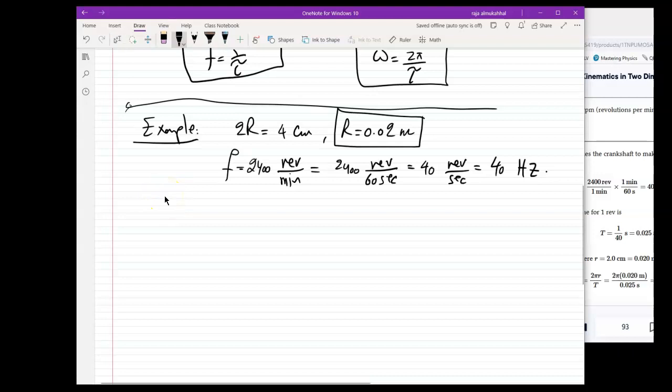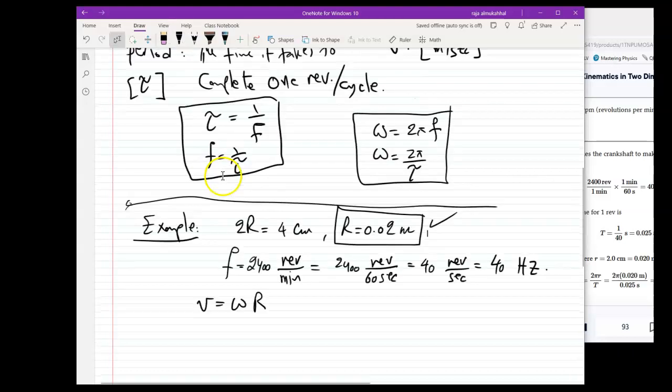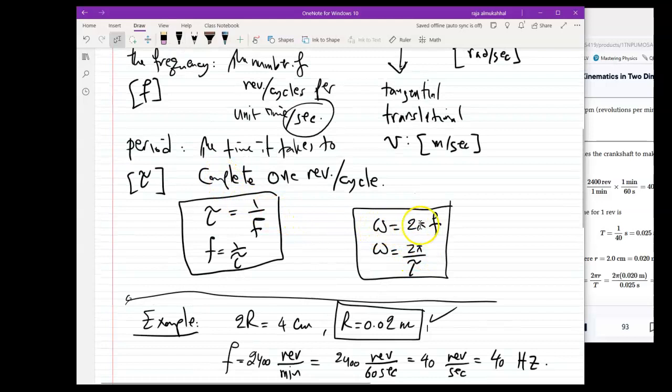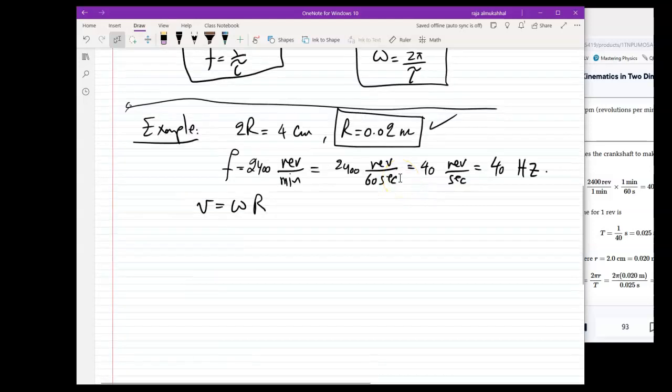So how do we do it? Well, there are several ways of doing it. One way is we know that the speed is equal to omega r. In our case, r is the big R, so I'm just going to call it big R here. R is given to us, and I just need to find omega. Well, what is omega? Going back to the notes, omega is equal to 2 pi f or 2 pi over tau. We have f already, so I'm going to use this one to find omega.